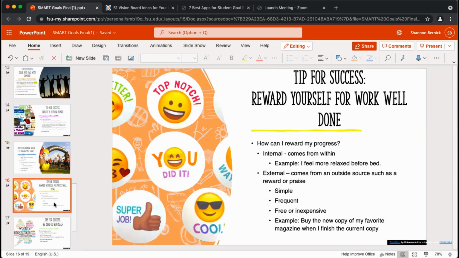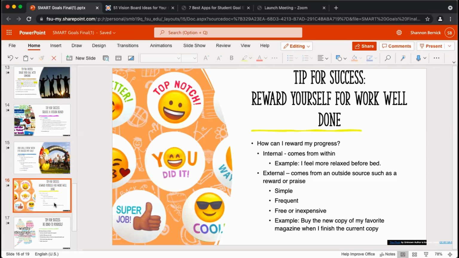And then another tip for success, that as you're measuring this progress, and you're seeing yourself advance closer and closer to your goal, you're going to want to reward yourself for the work well done that you've accomplished. There's a couple different ways that you can actually reward your progress, and this comes back to two different forms of rewards. One form of rewards is internal. These type of rewards come from within. These are things like feelings or thoughts that are changing in response to the work you're doing on your goal.